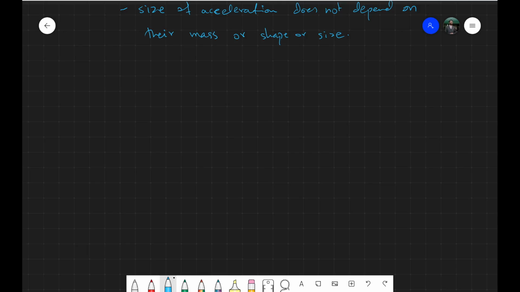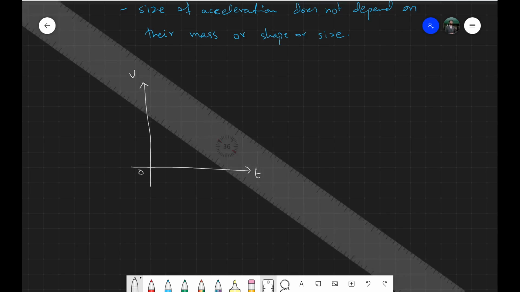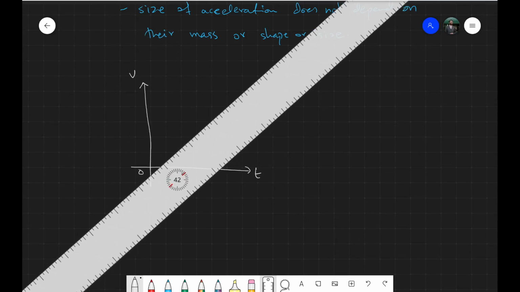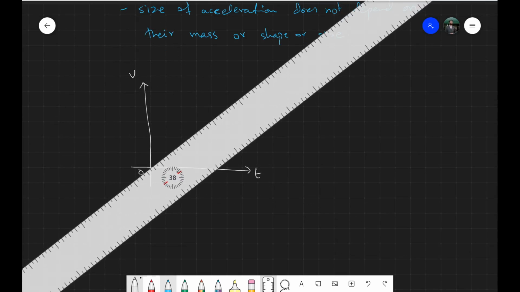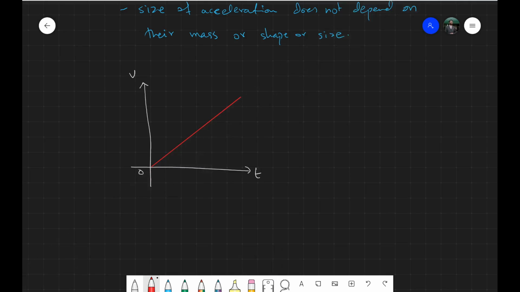So now let's think about the speed time graph or the velocity time graph when an object is dropped like this. Obviously it's going to start at 0, and since the acceleration is 10, the gradient of this graph should be equal to 10, and what we will end up with is a straight line like this. When an object is dropped like this, this is what the graph of speed or velocity against time is going to look like.